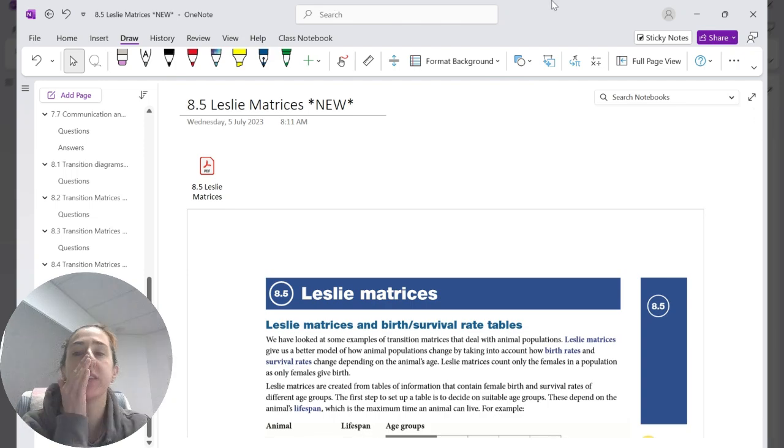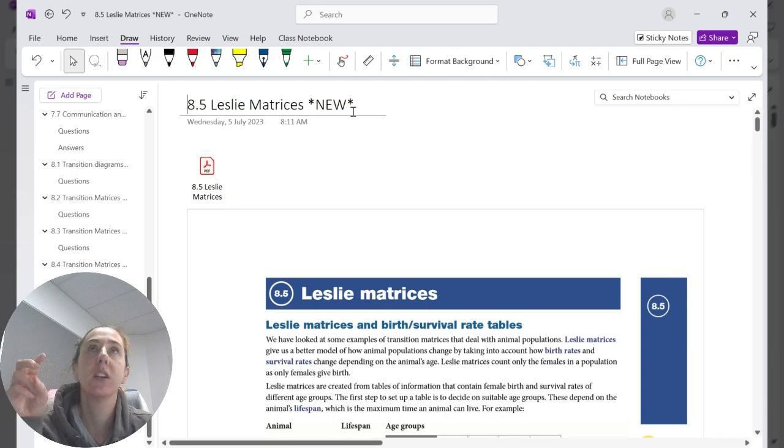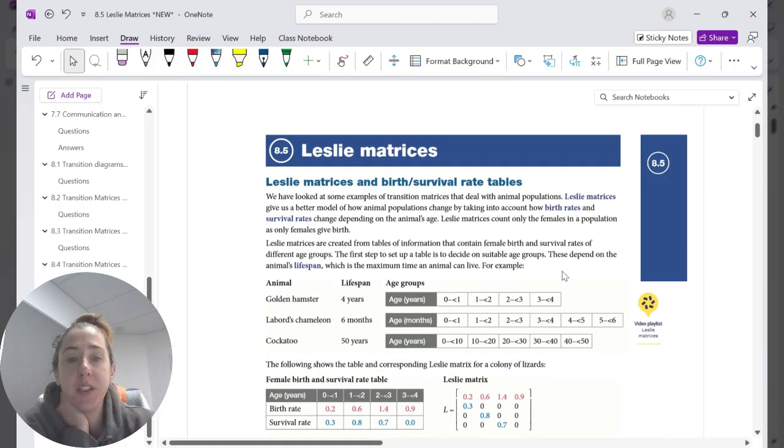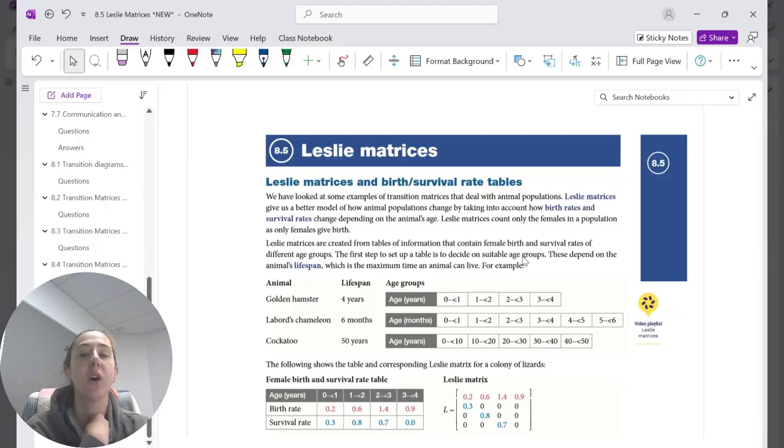Okay, so like I said in the last video, Leslie matrices are new in this study design. They first turned up in the 2023 study design. Leslie matrices are transition matrices, but they look at animal populations, birth rates and survival rates. Leslie matrices count only the females in a population because only females give birth. So that's something to keep in mind. Leslie matrices only deal with females in a population.